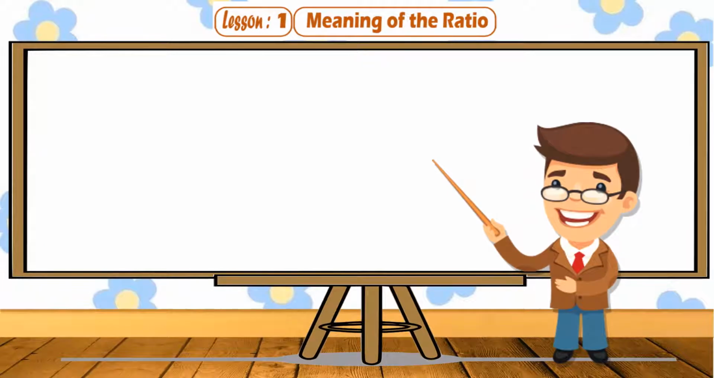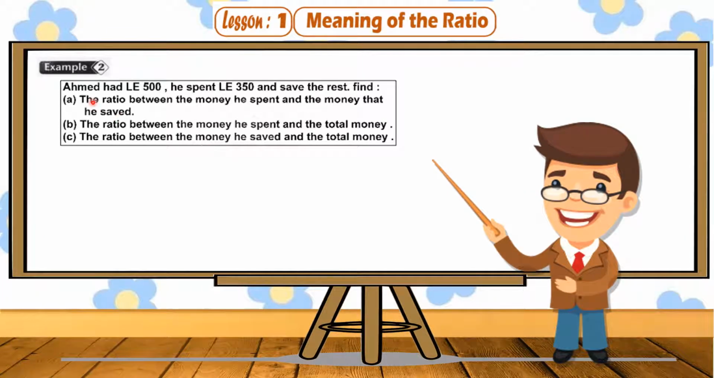Another example. Ahmed had 500 pounds. He spent 350 pounds and saved the rest. Find the ratio between the money he spent and the money that he saved.